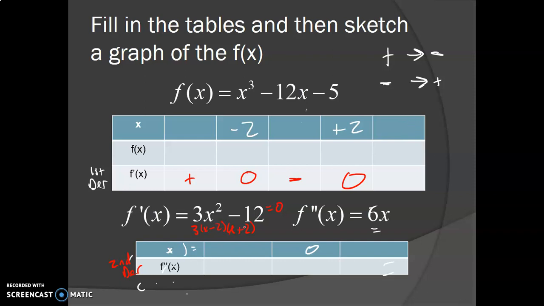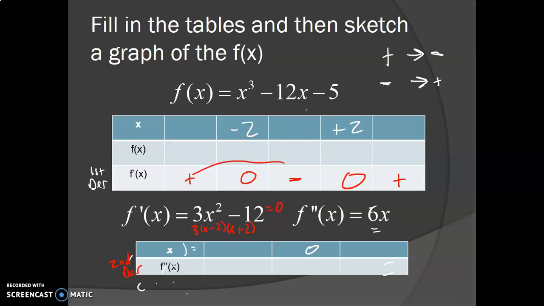10 minus 2 is 8 times 12. These are both positive. Positive times positive is a positive. Again, we're not looking for the actual numbers. We just want to know if it's positive or negative, because the only place that the first derivative can change from being positive to negative or negative to positive is when it's equal to 0 or when it's undefined. And that was at these values.